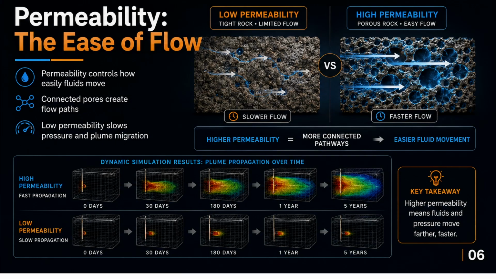Permeability tells us how easily fluid can move through the rock. If pores are well connected, the rock has high permeability and fluids can flow more easily. If the pores are poorly connected, the rock has low permeability and fluid movement is slow. This is one of the most important properties in reservoir simulation. High permeability can lead to faster pressure propagation and faster plume migration. Low permeability can limit injectivity and production. Therefore, permeability strongly controls how the reservoir responds during injection, production, CO₂ storage, or hydrogen withdrawal.